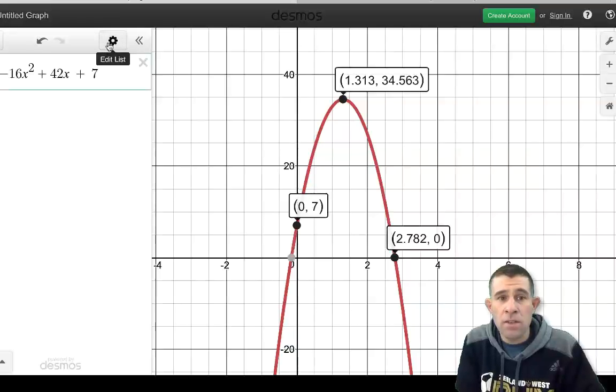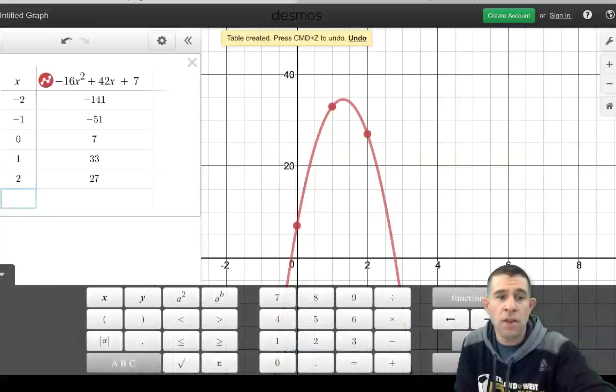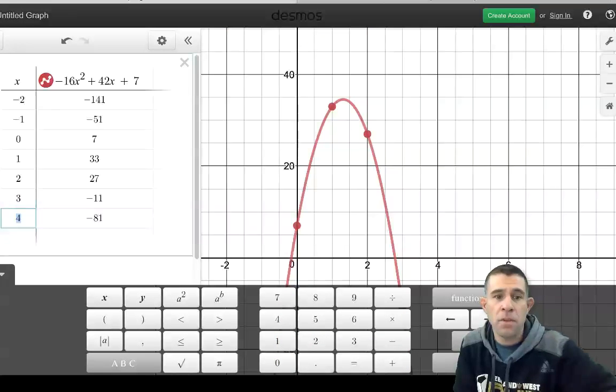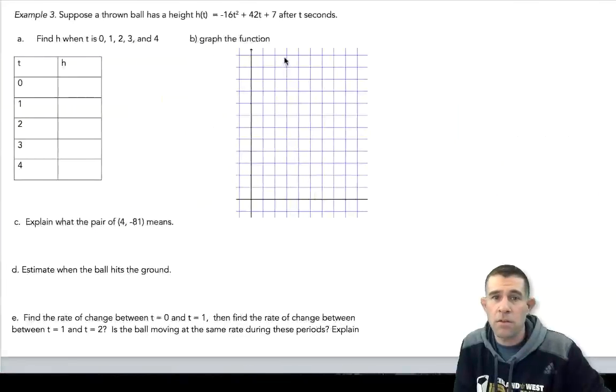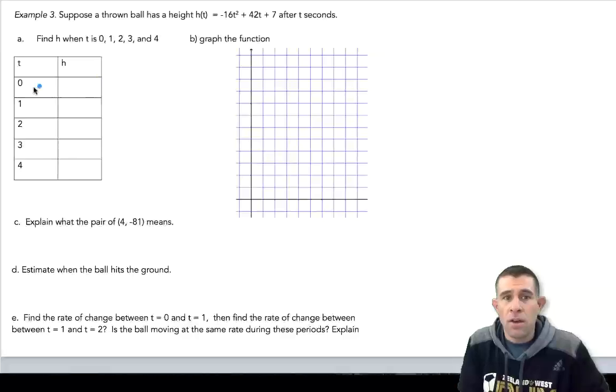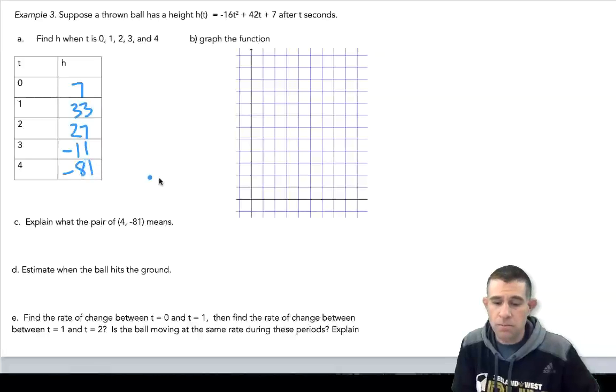All right, now if we want a table of values, remember we can go to Desmos and convert that to a table of values, and here are some good values that we can find. Now let's go back to our notes and fill in some of those table values. At time t equals 0, we said our height was 7. At 1 second, our table showed 33 feet. At 2 seconds, we had 27. Negative 11, and negative 81.